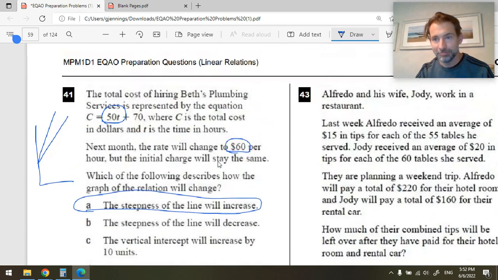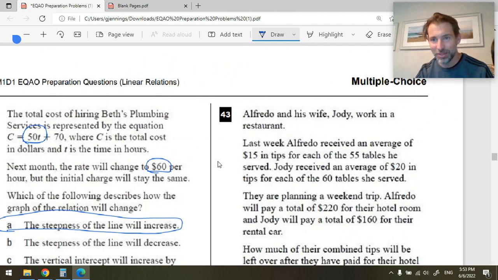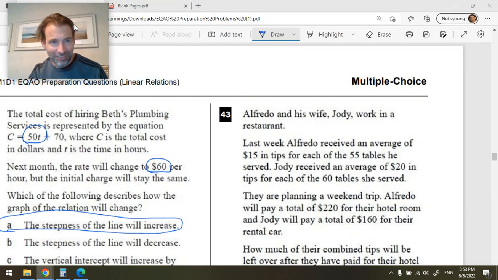All right, let's keep going. Two more questions and then I'll sort them out with an activity. Okay, so Alfredo and his wife Jody work in a restaurant. Alfredo received an average of $15 in tips for each of the 55 tables.